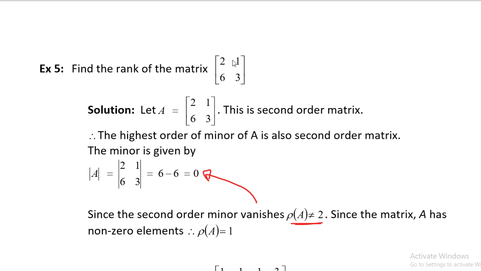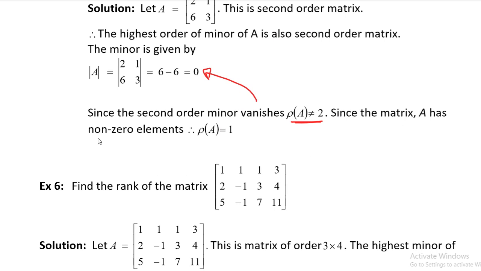Because not all of them are 0, and if all of them were 0 then the rank would be 0. Because the numbers are not 0, the rank has to be greater than 0, right? But from here I can say that the rank has to be less than 2. Strictly greater than 0 and less than 2, so only one choice remains, that it is 1. So I can say that the matrix rank is 1 here.